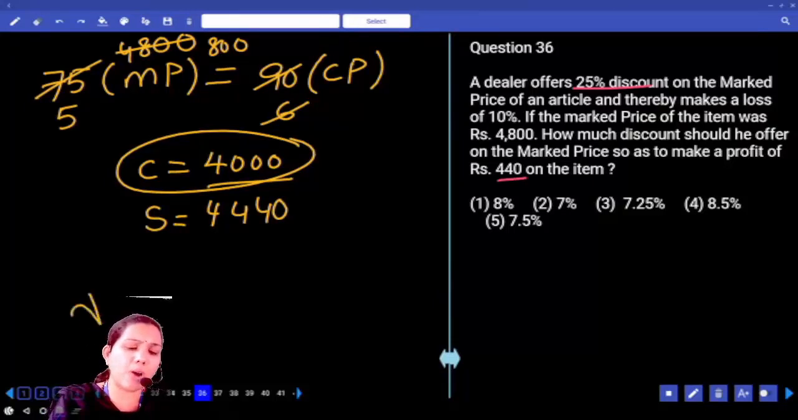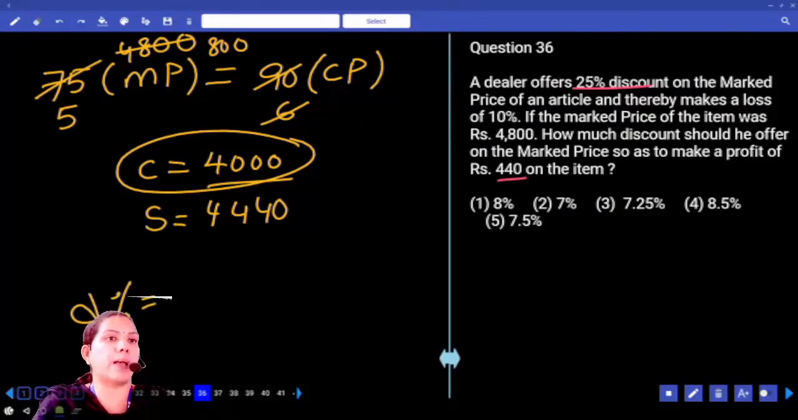What is the discount percentage formula? Discount by market price into 100. What is the market price? 4800. What is the selling price? 4440. Then what is the discount?